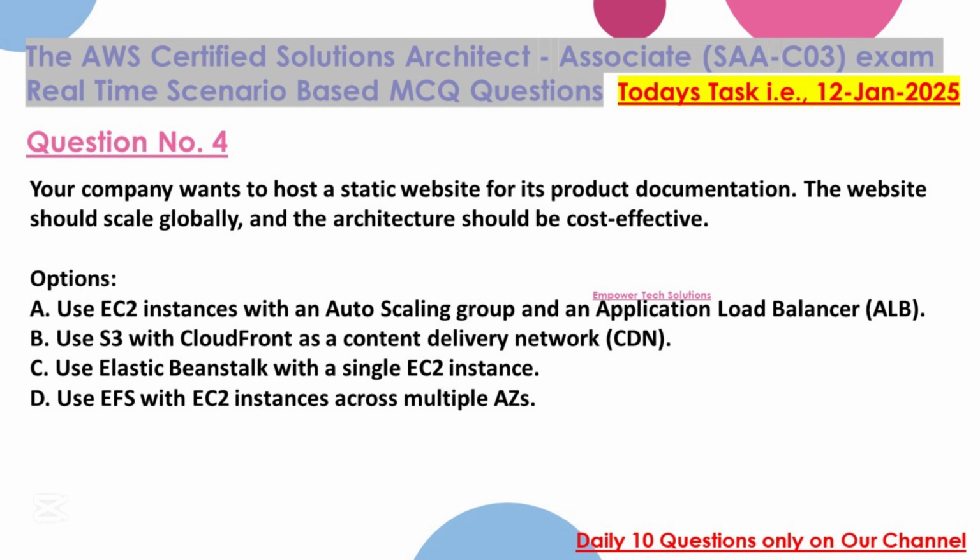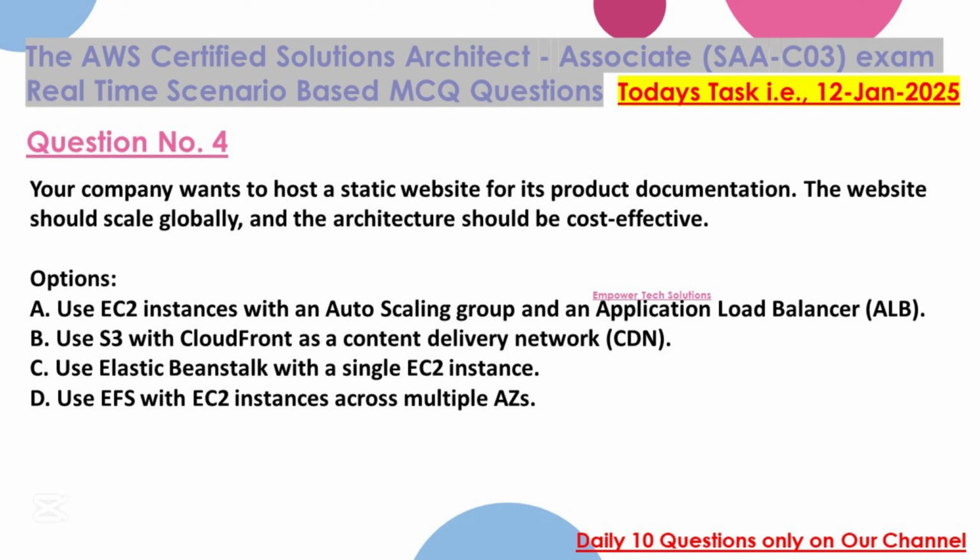Your company wants to host a static website for its product documentation. The website should scale globally, and the architecture should be cost-effective. Options: A. Use EC2 instances with an auto-scaling group and an application load balancer, ALB.